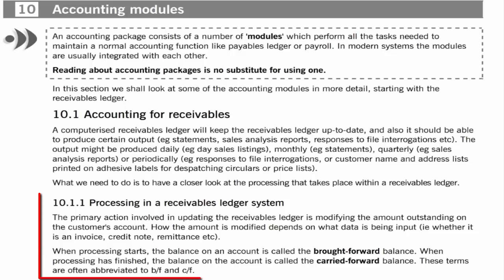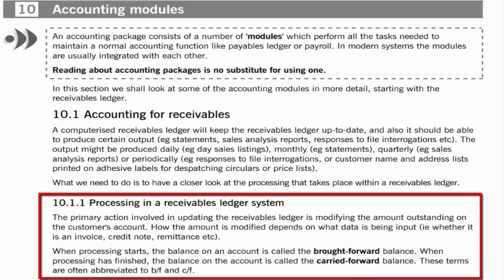The processing of receivables. When we talk about processing in a receivables ledger system, we're talking about the work a business does to keep track of how much each customer owes. Imagine each customer has their own personal account in your system, and that account is like a living record. It changes whenever the customer buys something on credit or makes a payment. The primary goal here is to update this account so it always shows the correct amount outstanding, meaning the amount the customer still owes you.